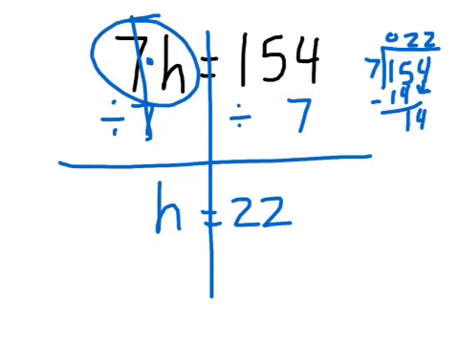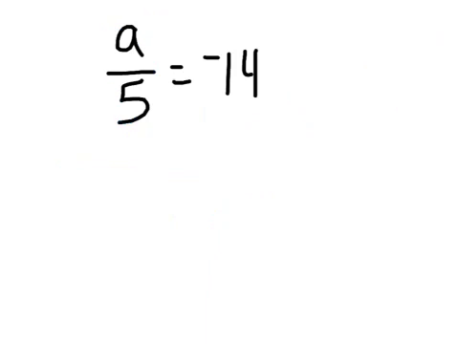Again, let's look at that one more time. You do the opposite operation. We're multiplying here, so we're going to divide. You got to divide both sides by 7. You're going to be left with h equals 22. True for a division problem. Remember, a fraction is really a division. So you take a divided by 5.